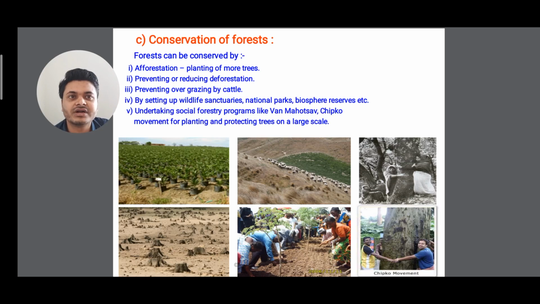Number two, preventing or reducing deforestation, so that no trees are cut down, isn't it? Then preventing overgrazing by cattle. Then by setting up wildlife sanctuaries, national parks, biosphere reserves. Clear? Fifth point is undertaking social forestry programs like Van Mahotsav and the Chipko movement for planting and protecting trees on a large scale. So first, afforestation can be done and deforestation has to be minimized.